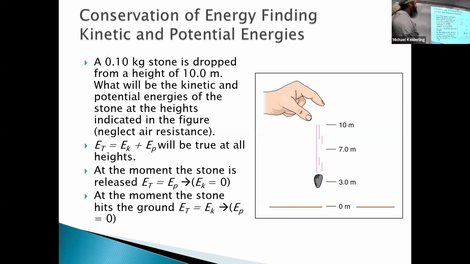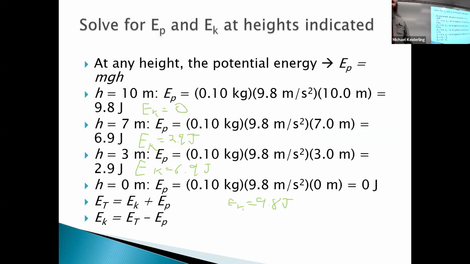At the moment the stone is released, it only has potential energy. Kinetic energy is 0. And at the moment it hits the ground, potential energy is 0, and it's all kinetic. This is similar to what we're going to be doing in the lab. So at any height, we can calculate the potential energy. It's mgh.